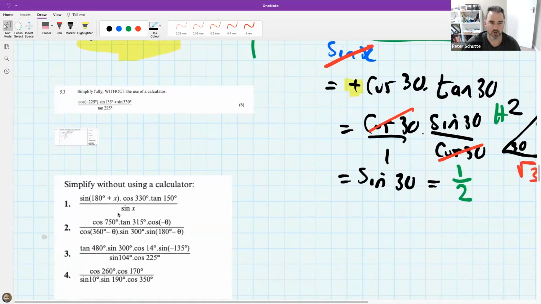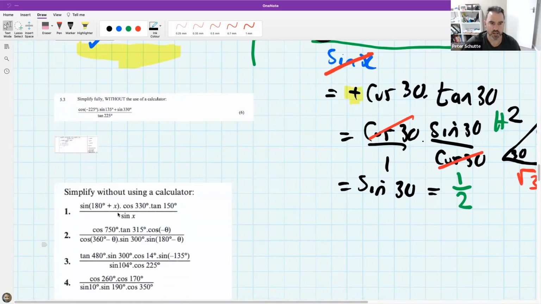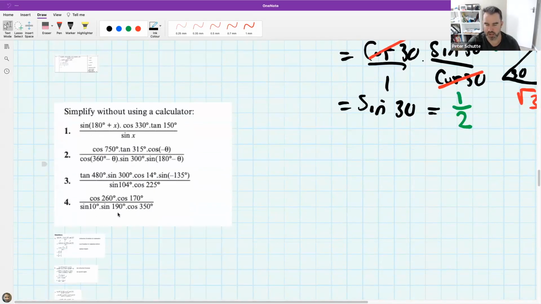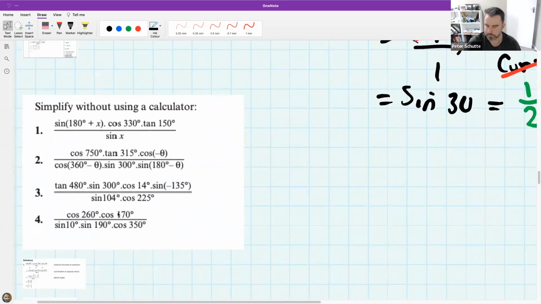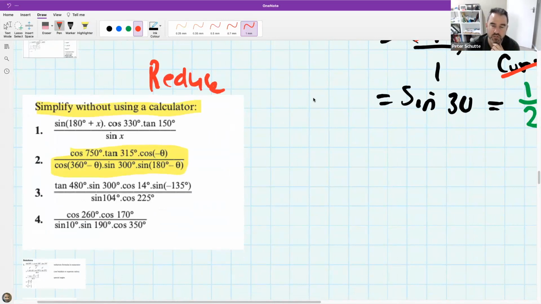So let's go to this past exam question and let's look at number 2. I want you to try and take on this question. What you need to do is simplify it without using your calculator, which basically means 2 steps. You need to reduce the angles and then evaluate them using special triangles. See if you can do that. And then while you're working on that, I will take questions.